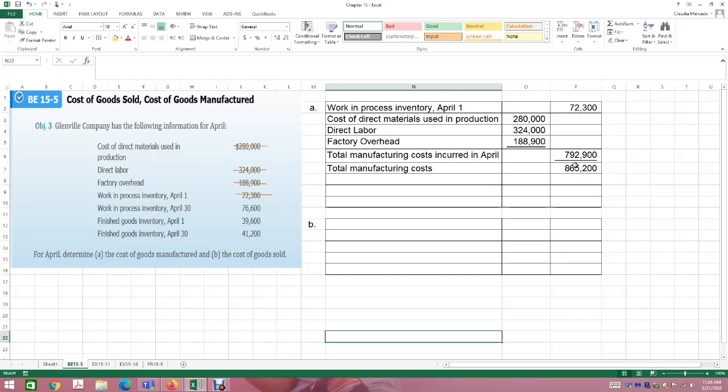Did we finish manufacturing the whole $865,200 of manufacturing cost? Well, if we see here in our problem, at the end of the month, we still have $76,600 worth of product that we have not finished manufacturing. It's still work in process, okay? So we have $76,600 that still needs to be processed further the following month, so we can finish it and be able to put it in our shelves. Because these goods have not been completed, we cannot count them as total manufacturing costs for this period because they're still pending to be completed.